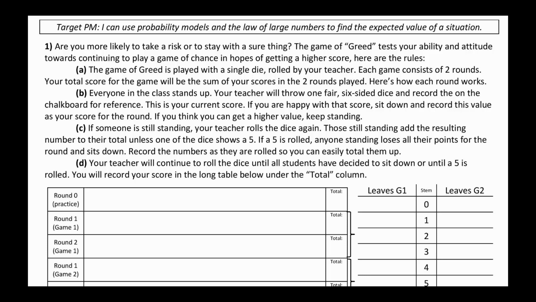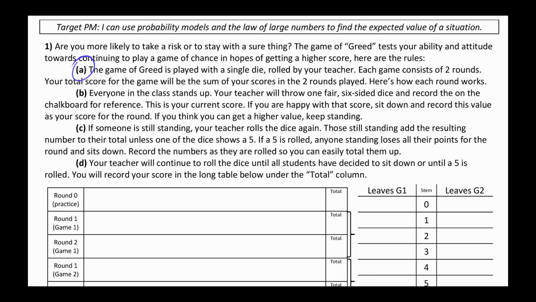In order to get started, we're going to play a quick game. It's called the game of greed, and it tests your ability to continue playing a game even though the chances of winning might change as you go on. So it deals with probability. The first roll is played with a single die, and usually the teacher rolls it.